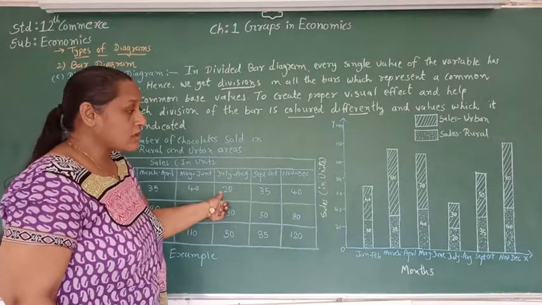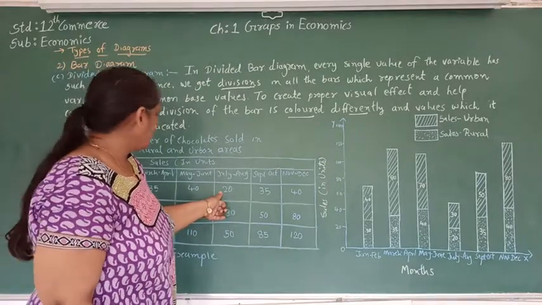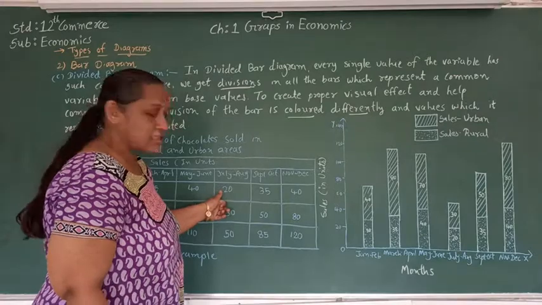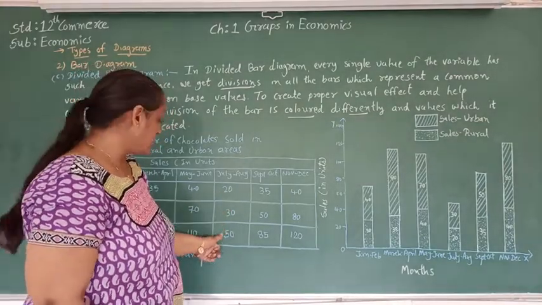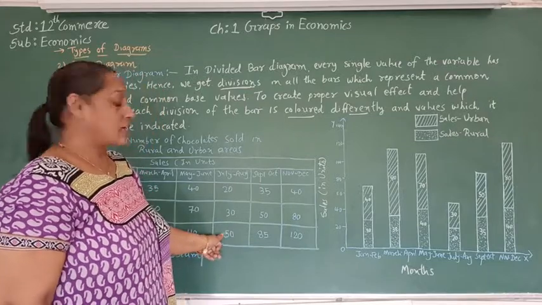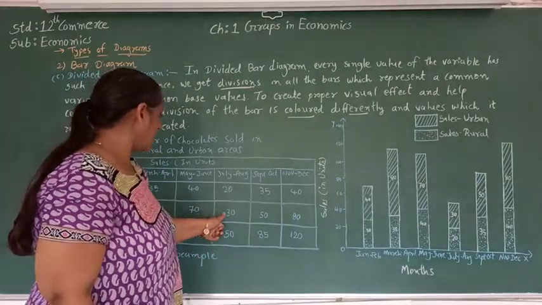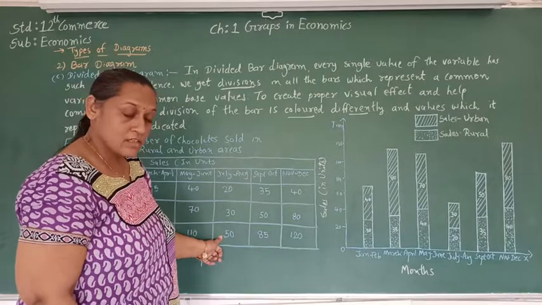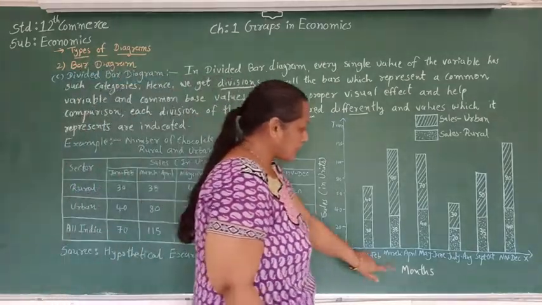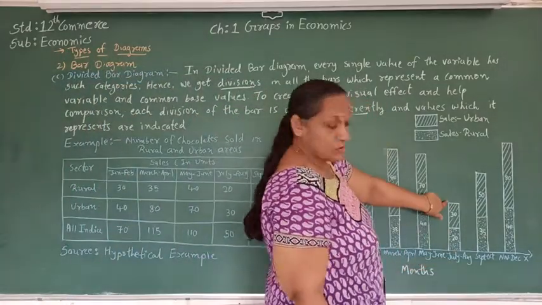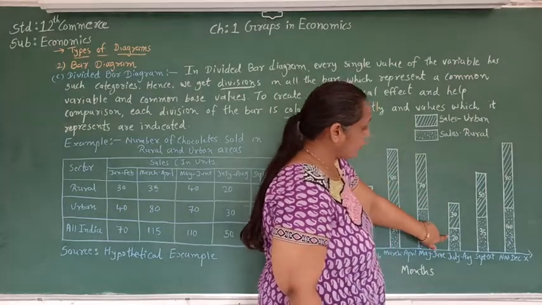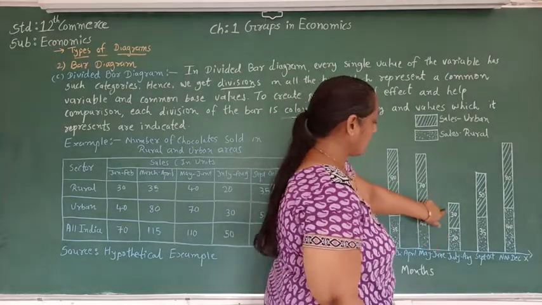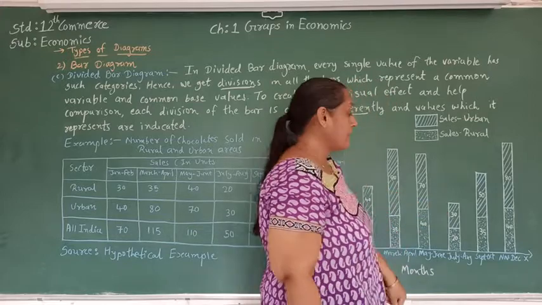For July and August, in the rural area we can see that 20 units were sold. For the urban area 30 units were sold, and the total is 50 units. So in the month of July and August the total is 50 units. From that, in the rural area it is 20 units and in the urban area it is 30 units.